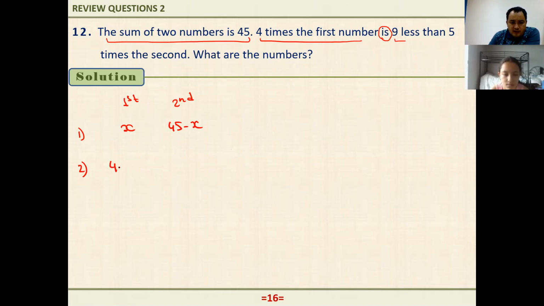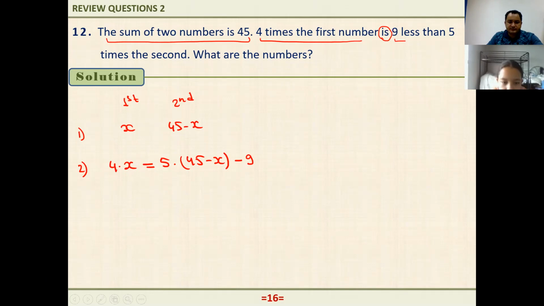Here, 4 times the first number is 9 less than 5 times the second. How do I write this mathematically? That is 5 times the second number, 45 minus x, and 9 less means subtract, so here we have minus 9. Because "is" means equal. Now we got our equation.